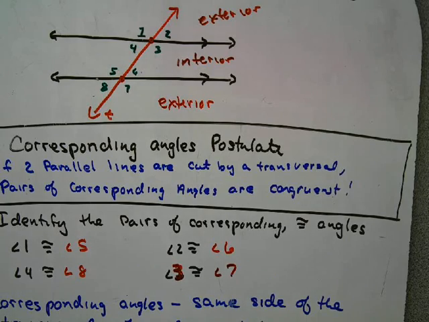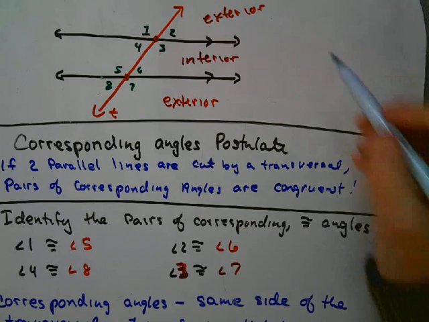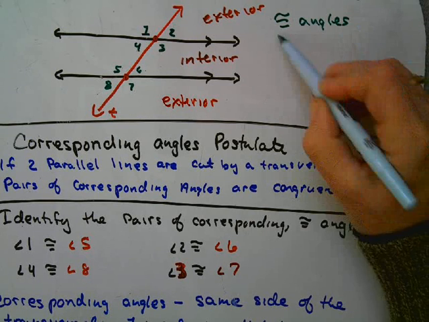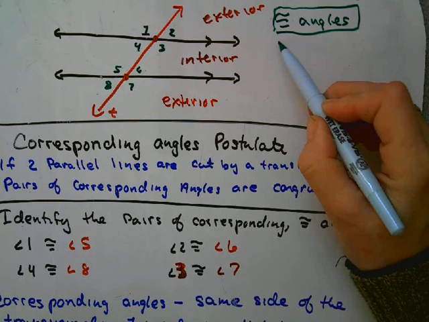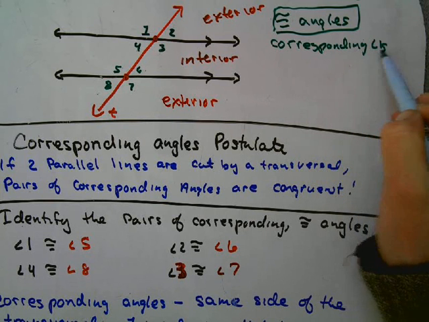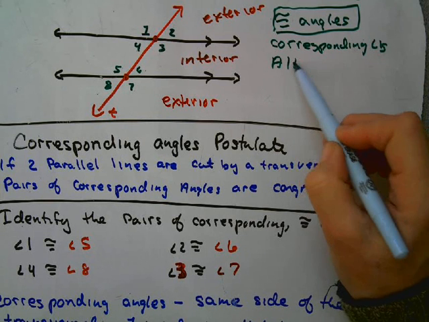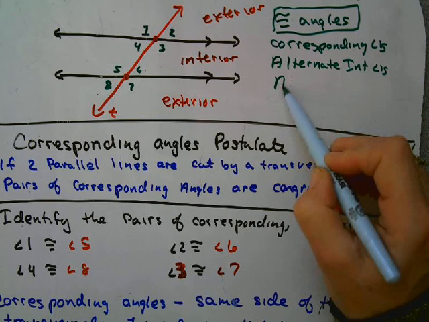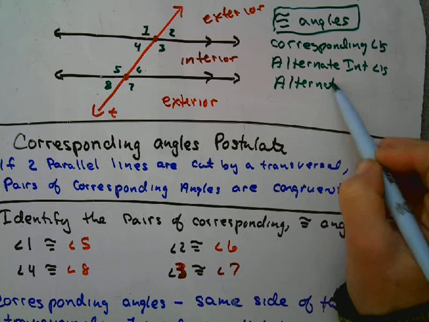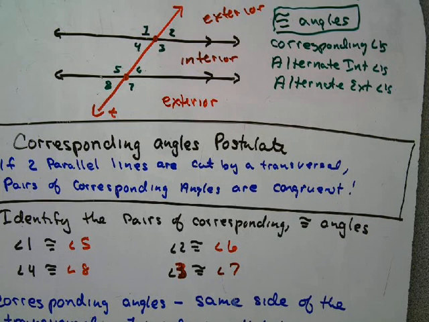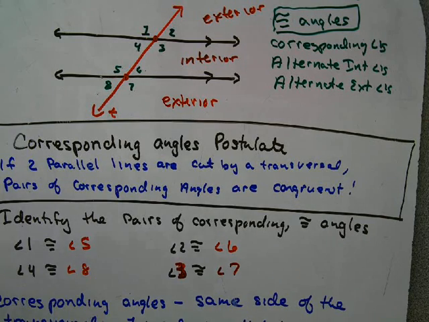So, to summarize all of this, let's go back to this, and we could say our congruent angles are going to be corresponding angles, alternate interior angles, and alternate exterior angles. Those pairs of angles will always be congruent.